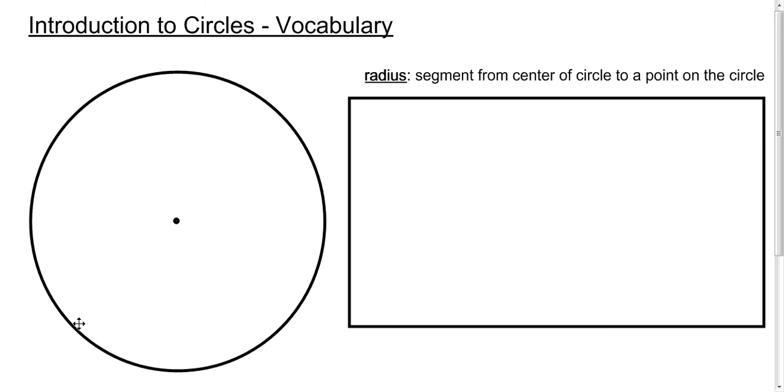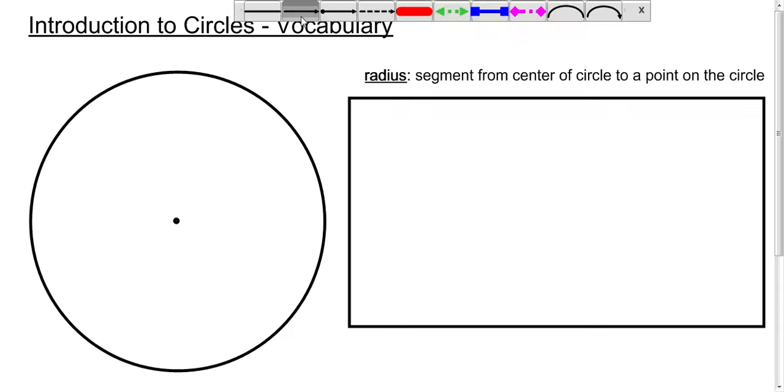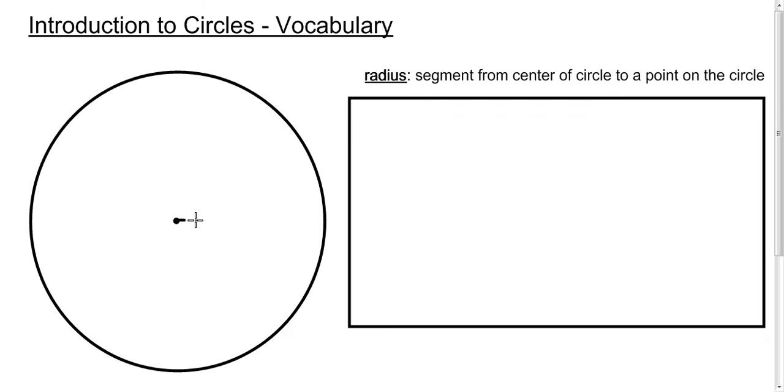We're going to look at some vocabulary for introduction to circles. So let's start out with the first term, radius. If you're learning about this, you probably have already heard about a radius. The radius of a circle is a segment from the center of the circle to any point on the circle. So you could stop here, here, here, anywhere. These would all be radiuses or radii.